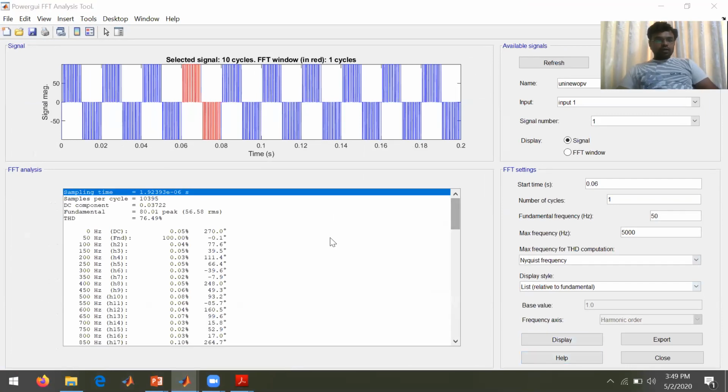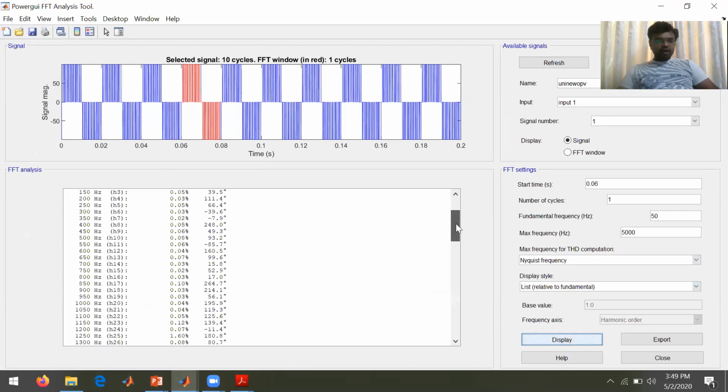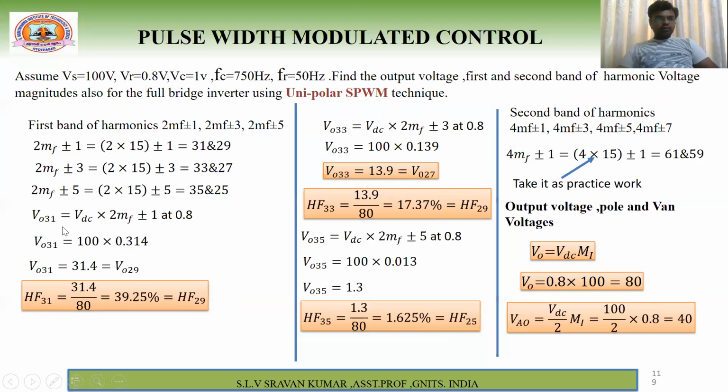Yeah. So here, what is the first band of harmonic at 31? I think where it is. Yeah, 31. See, this is the 31, the first band of harmonics, around 29 and 31 like that. So just now I have shown you. Right. If you want, again I will show this. So the first band of harmonics you are having 31 and 29, right? Both magnitudes are the same. See, 31 and 29. What is the percentage? 39.25 percentage.